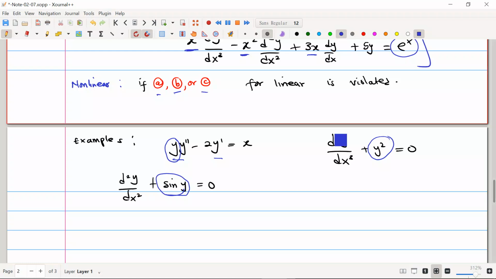Of course, if you have something like y prime prime plus (2y prime) squared equals 0, this is violating property A because the degree here of y prime is 2, right? The degree of each one of them should be just 1, right?